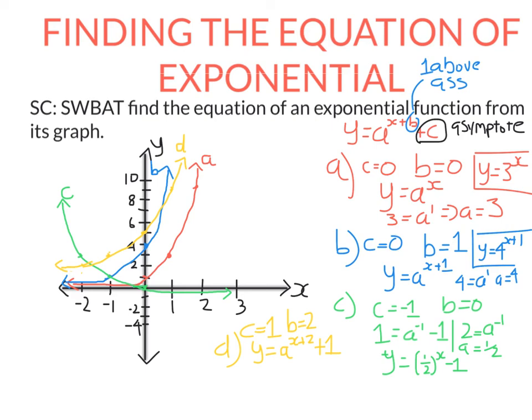If we want to find the value of a, we can substitute in a point. So let's do this one here, (0, 5). x equals 0, y equals 5. So what we have here, nice and simple, a squared plus 1 is equal to 5. We'll just take the positive answer, subtract 1 from both sides, square root, and we get a equals 2. So the equation of graph D is y equals 2 to the power of x plus 2 plus 1.